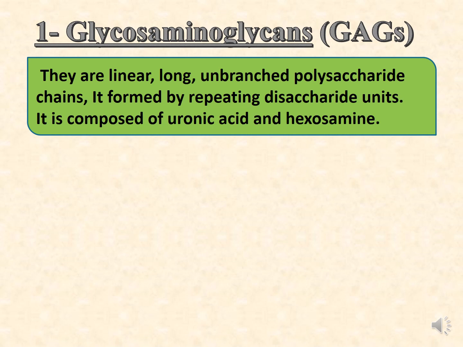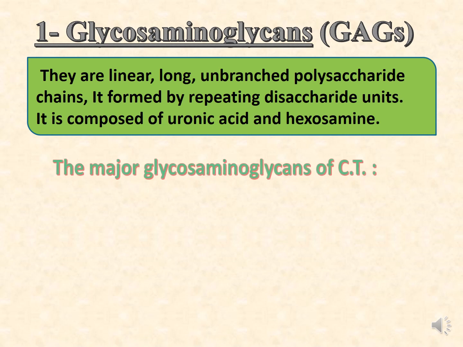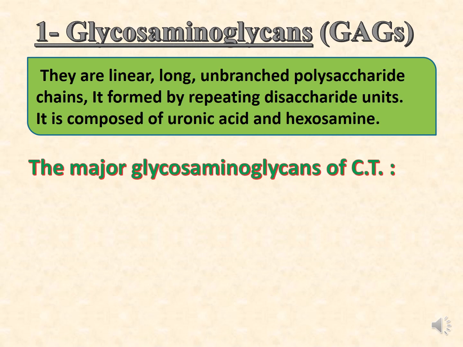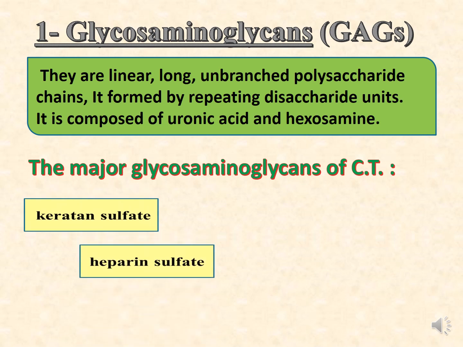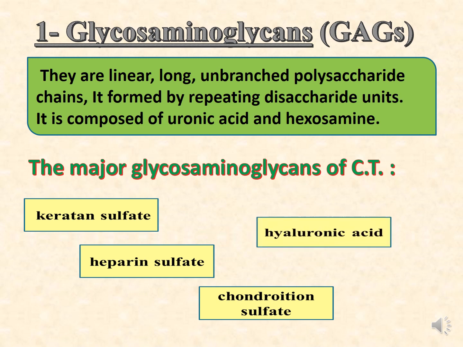Glycosaminoglycans are linear, long, unbranched polysaccharide chains. They are formed by repeating disaccharide units. They are composed of uronic acid and hexosamine. The major types of glycosaminoglycans found in connective tissue are keratan sulfate, heparan sulfate, chondroitin sulfate, and hyaluronic acid.